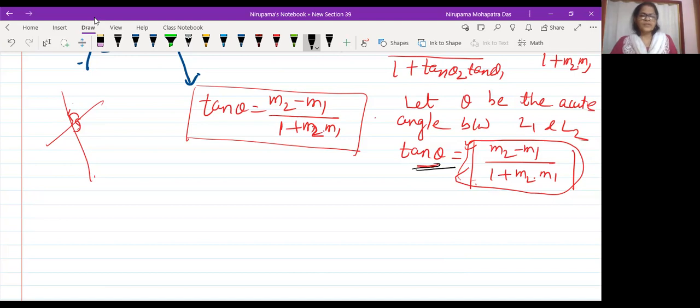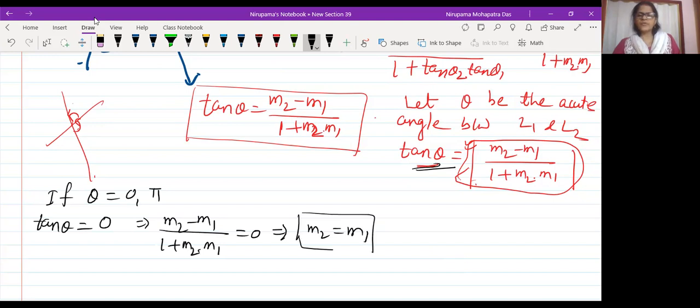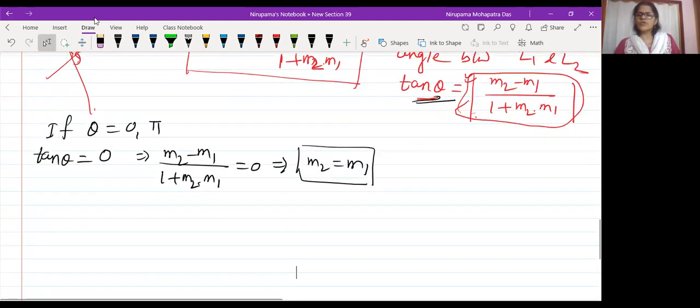Okay, and the next thing is, if theta equal to 0 or pi, as you know, tan theta equal to 0, right? Tan 0 is 0, tan pi is also 0. So this implies (m2 minus m1) by (1 plus m2 into m1) equal to 0, which gives you m2 equal to m1. It means two lines are parallel or coincident if slopes are equal.